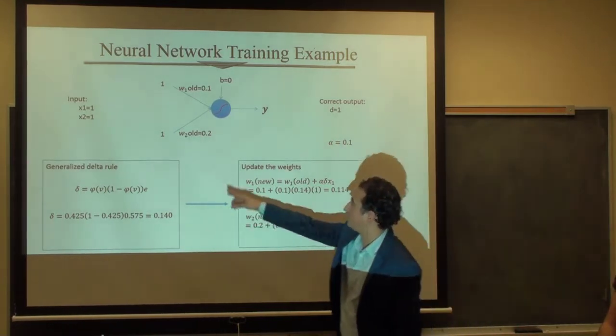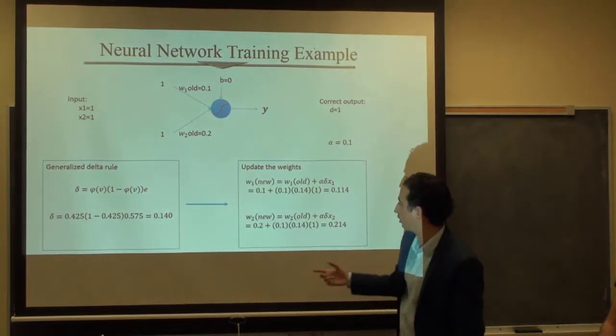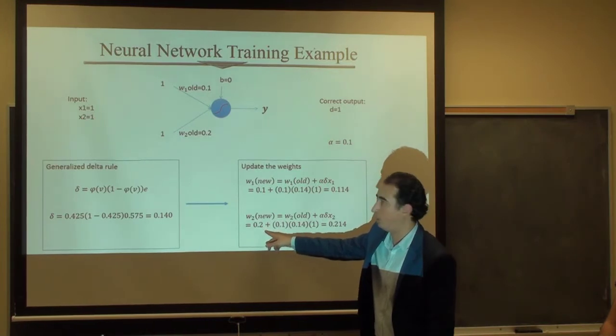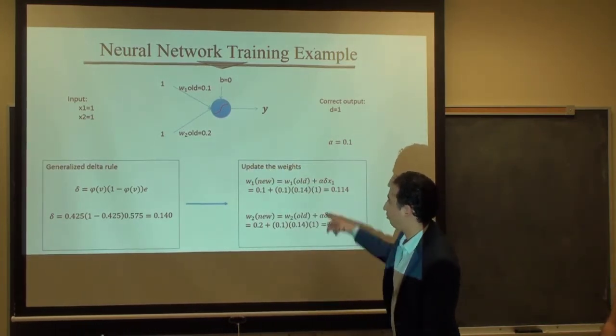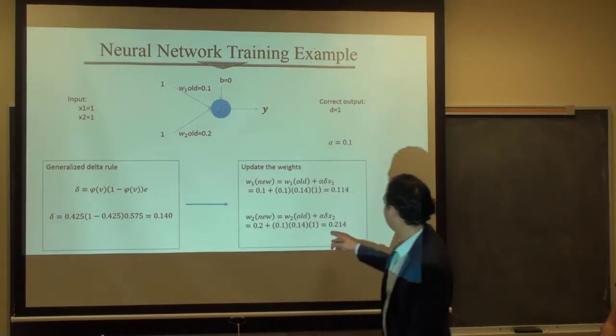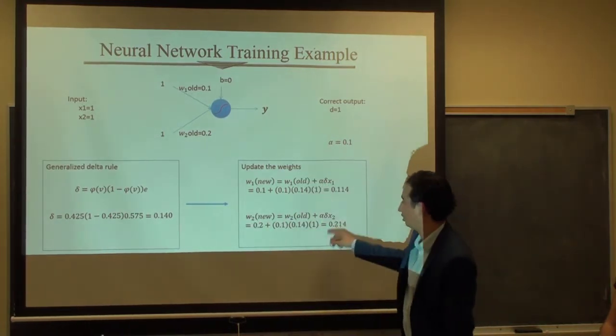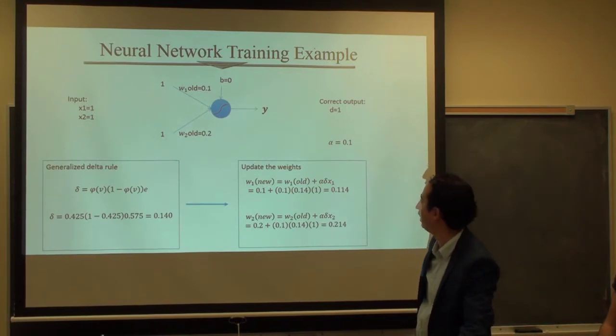For the second weight, if we want to update it, we do the same thing. What is the old one? It's 0.2 plus the alpha, 0.1, multiplied by the delta and multiplied by 1, and we get 0.21. That's how we update the weight of each one.